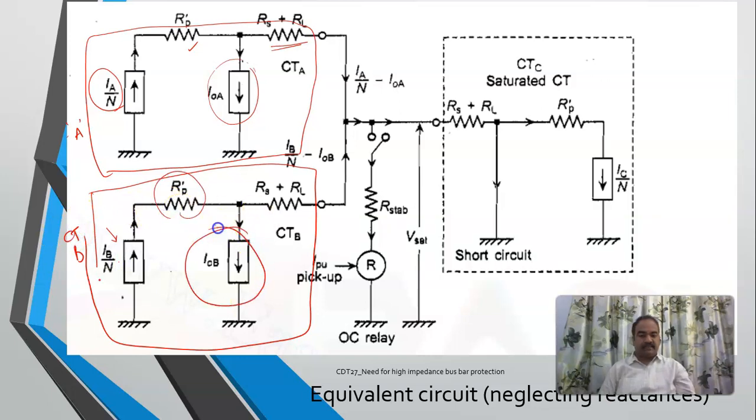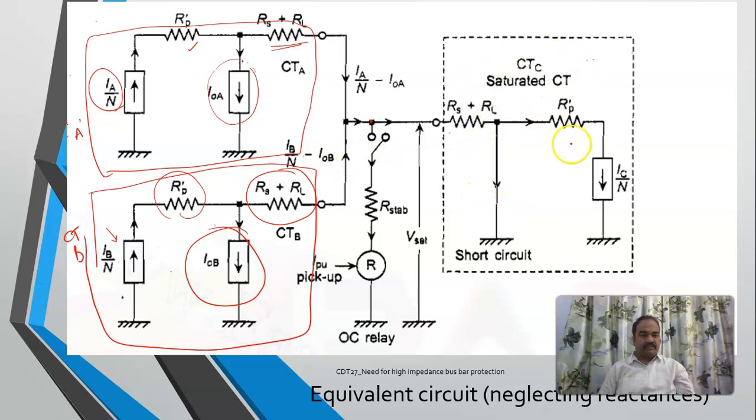This is the magnetizing current, and this is secondary resistance in addition with the load resistance or lead wire resistance, whatever you call it. Okay, so this is CTB, this is CTA, equivalent circuits. Now both are connected to this P2. This is the point, let us assume.